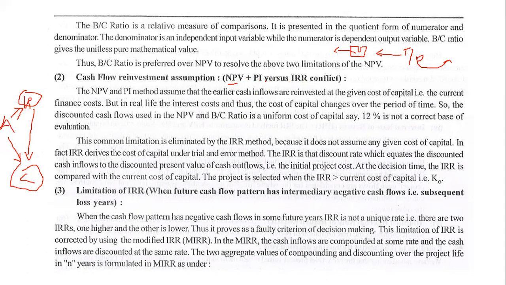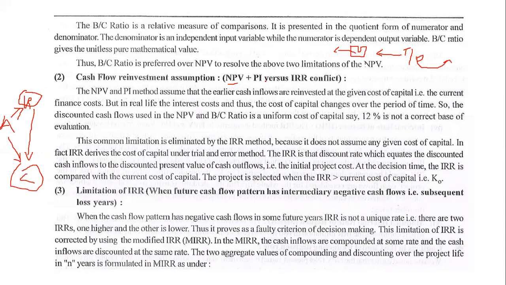Okay, so let's see what the writers say. In net present value and PI method, it is assumed the earlier cash inflows are reinvested at the given cost of capital, the current financial cost. But in real life, the interest cost and thus the cost of capital change over a period of time. So the discounted cash flow used in net present value and PI, with a uniform cost of capital, say 12%, is not a correct basis of evaluation.